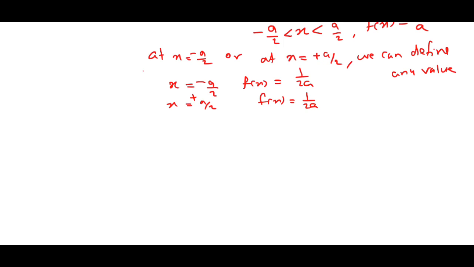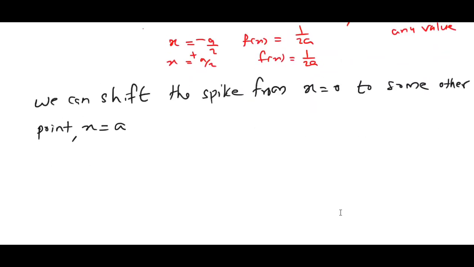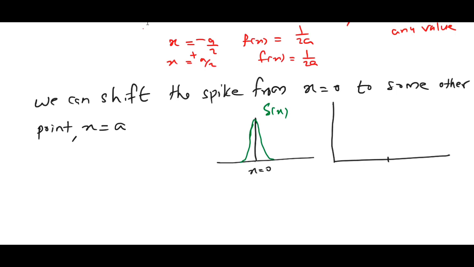We can also shift the spike from x equal to 0 to some other point, x equal to a. In the earlier case, we had the spike at x equal to 0, this delta function. I can shift this function to some other point, that is at x equal to a. Here the point is a, and this is the x-axis. This should be a narrow one, and this function is delta of x minus a. I have shifted it from x equal to 0 to the point a. Our condition is that this area is always 1.